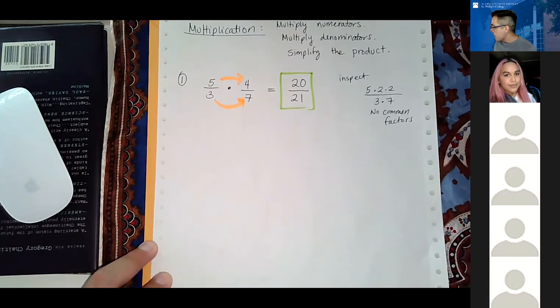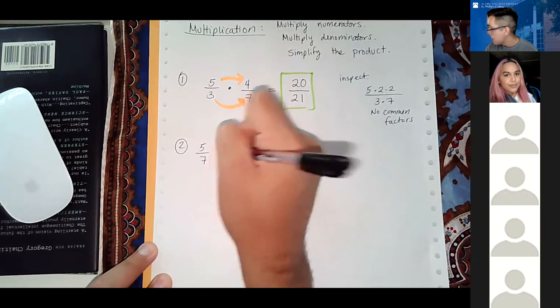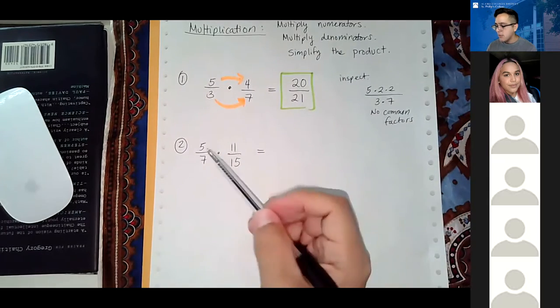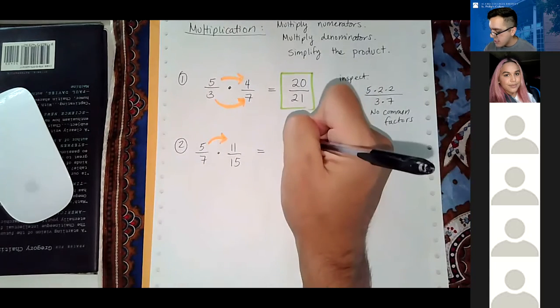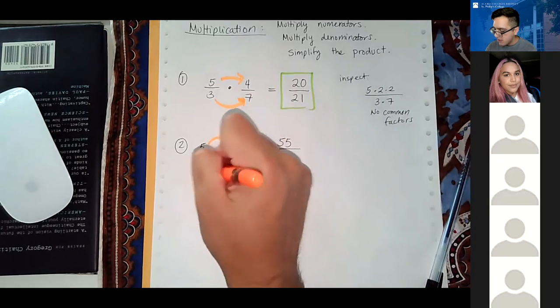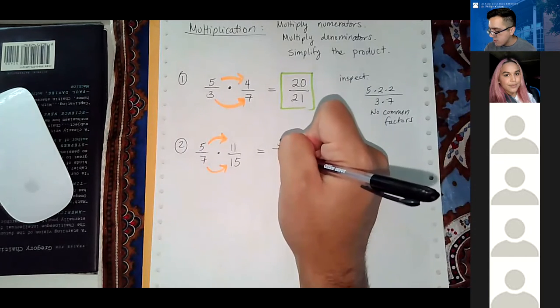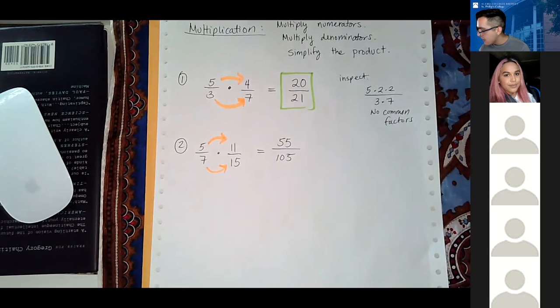Let's look at another example. Okay. 5/7 times 11 over 15. Can anybody tell me what 5 times 11 is? 55. And does anybody off the top of their head know what 7 times 15 is? 105. It's 105? I'm gonna take your word for that. Actually, I'm not because I'm verifying over here in my calculator. Yeah, good, it's 105.